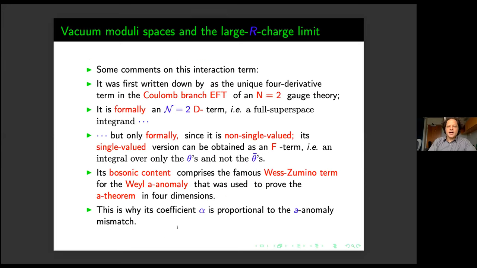So some comments on the interaction term. It was first written down by Grisaru, Roček, Gates, and Siegel as the unique 4 derivative term in the Coulomb branch EFT of an N equals 2 gauge theory. It's formally a D term, but it's not really a D term. Its bosonic content, its scalar content, is the famous Wess-Zumino term for the Weyl A anomaly, that was used by Komargodski and Schwimmer to prove the A theorem in four dimensions. And that's why alpha is proportional to the A anomaly mismatch.